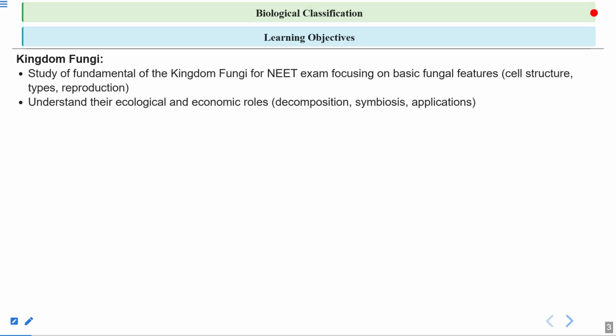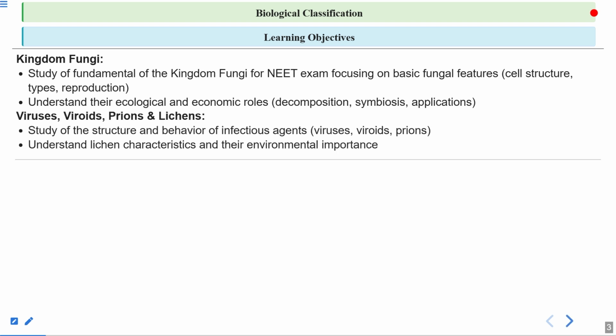So, what are the objectives of this session? So, we'll study the fundamentals of the kingdom fungi, focusing on the NEET exam. So, we'll talk about the fungal features, we'll talk about the fungal cell structure, types of fungus and reproduction in the fungus. We'll talk about the ecological economic roles of the fungus. Okay, we'll talk about the decomposition, symbiosis and the application of the fungus. We'll talk about kingdom Plantae and Animalia briefly, and we'll also talk about viruses, viroid prions and lichens.